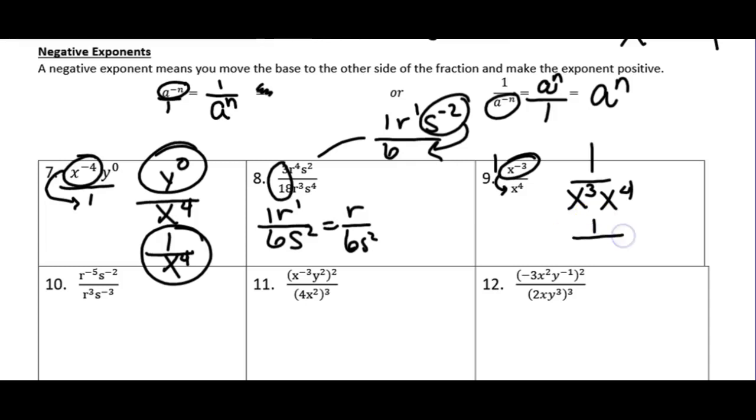So how many x's do I have altogether? I have 3 and 4. So that is 7. And that goes back to what we did 2 classes ago, where you're multiplying bases with the same base with exponents. You add those exponents, and that's what I did here. 3 plus 4 equals 7.